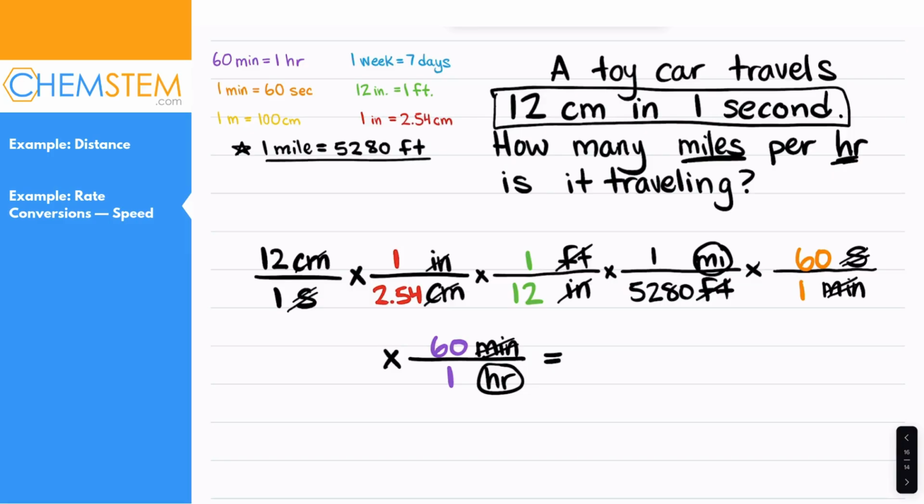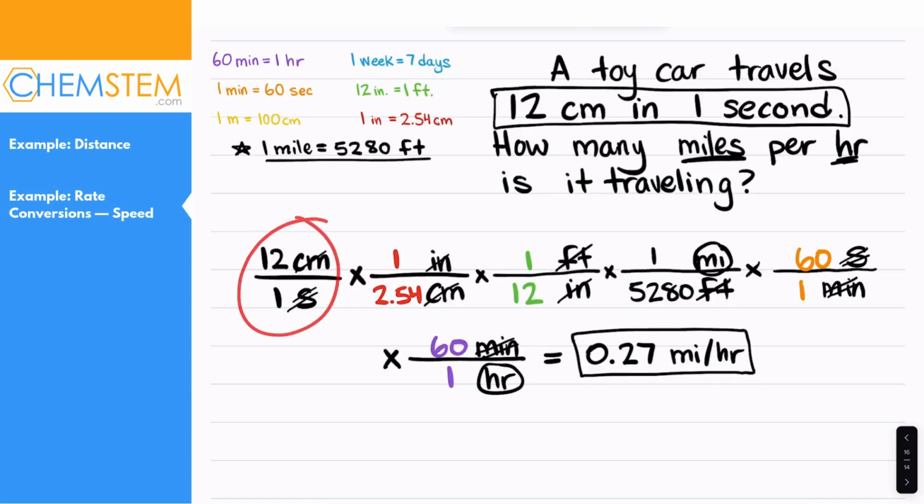Now, when you do all your math here, you're going to get about 0.27 or so miles per hour. Much slower than a regular car, but that is a toy car. 0.27 miles per hour is the speed of this toy car. If we knew one rate, centimeters per second, we use a series of conversion factors to convert that into miles per hour. That's how it works.